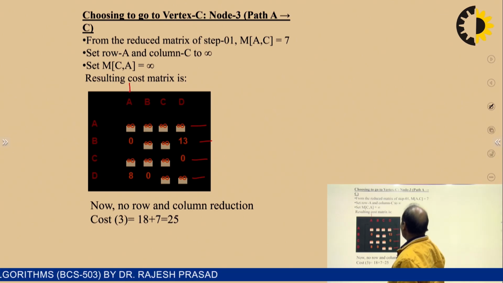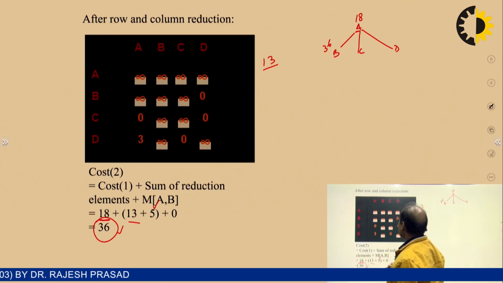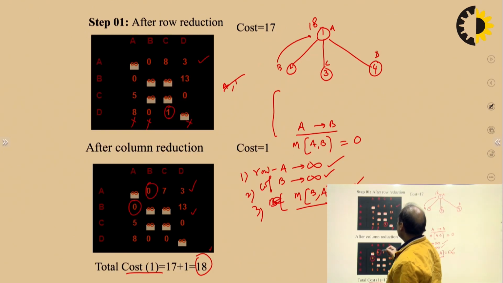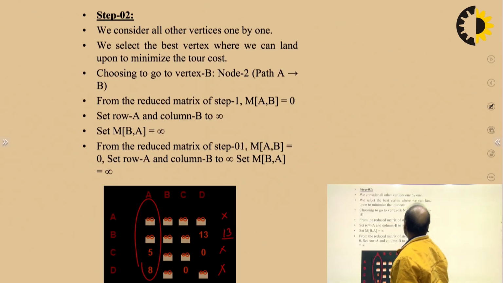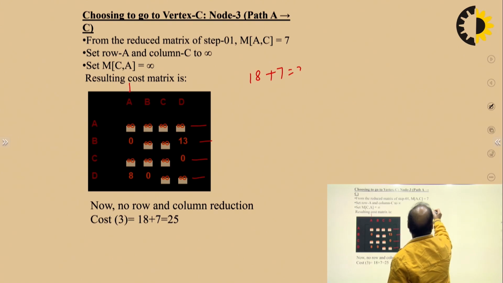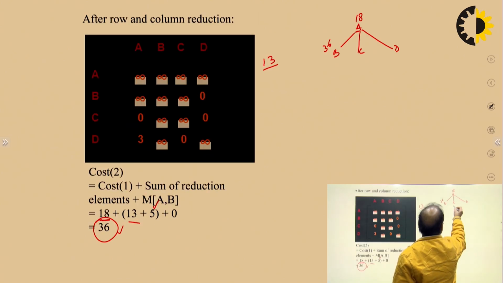So what is the cost over here? 18 was the previous one. But if you look at here, A to C in this matrix was 7, right? So this guy is going to be added. 18 plus 7 becomes 25. So that means this is going to be 25.